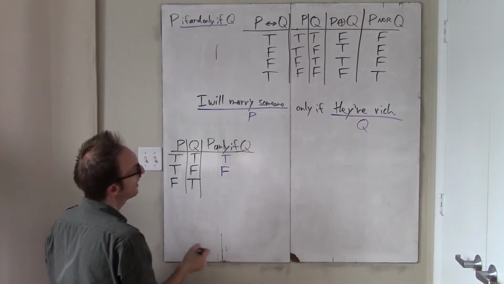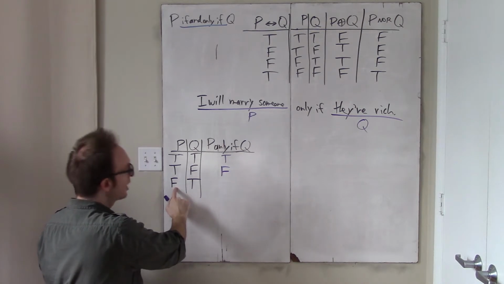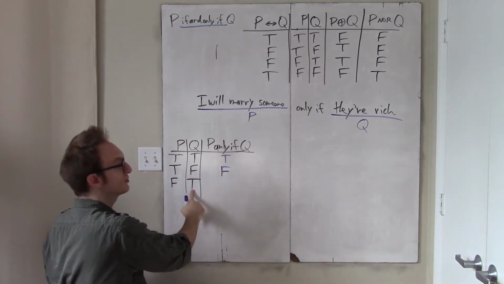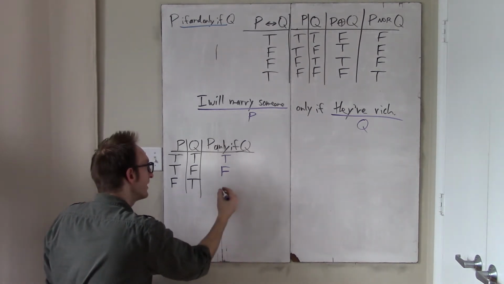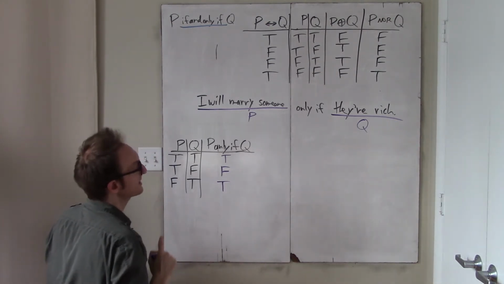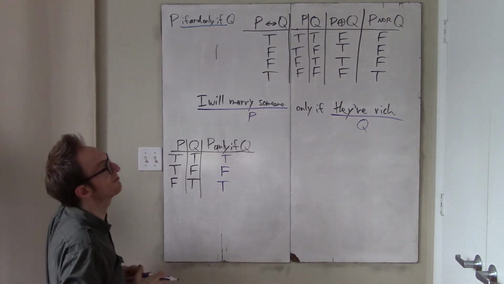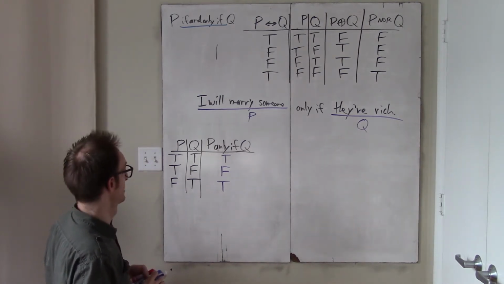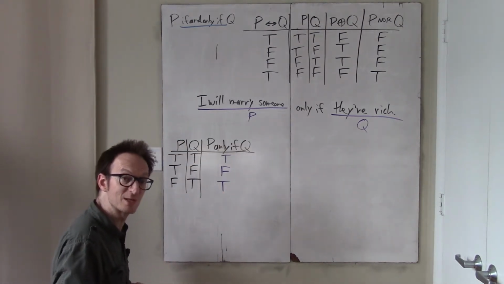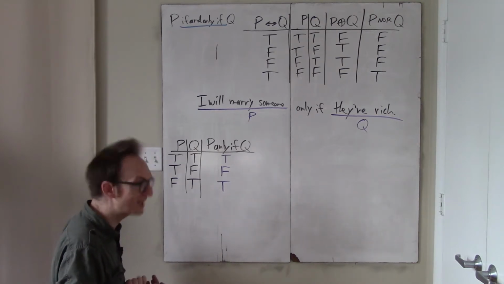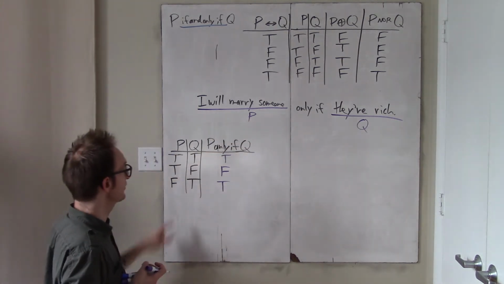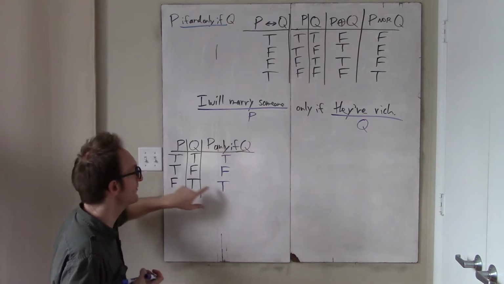Okay, what if, on the other hand, you don't marry someone, yet they are rich? In other words, you meet a rich person, but you don't marry them. Well, that seems like we're still okay now, right? No, you said you'll marry someone only if they're rich, but that doesn't mean that you say that you will marry someone just because they're rich. It doesn't mean that you're going to marry the first rich person that you see. If you meet someone who's rich and you don't marry them, you have not broken this promise.